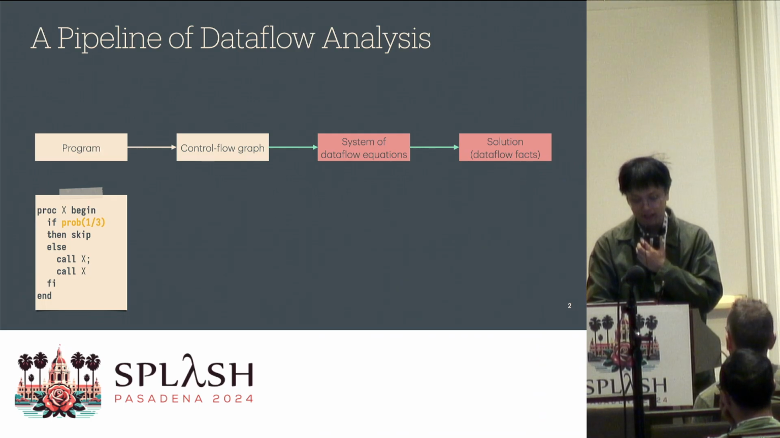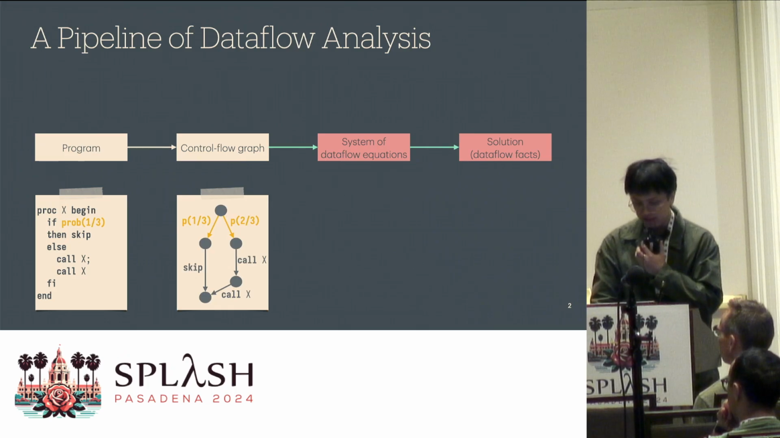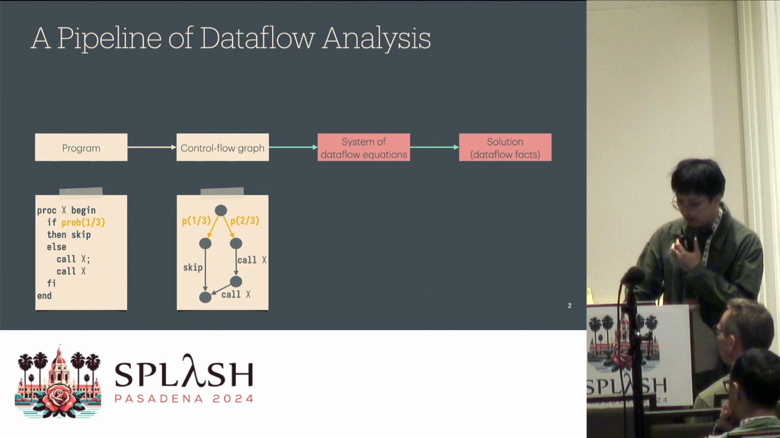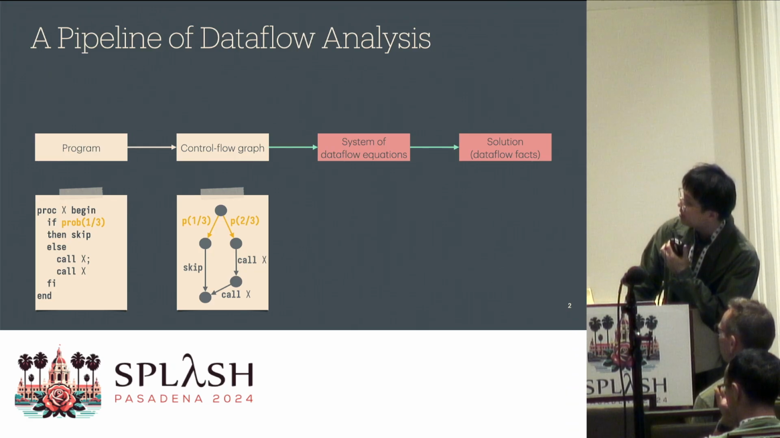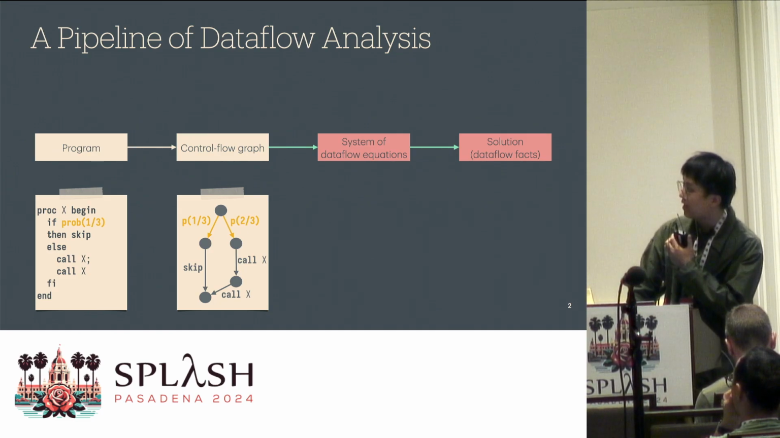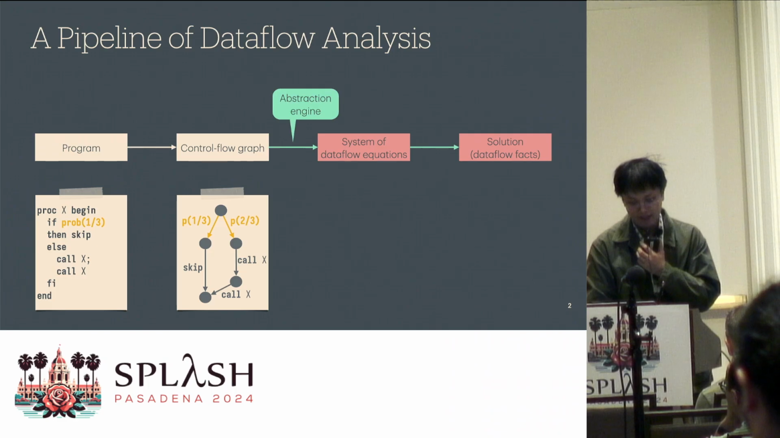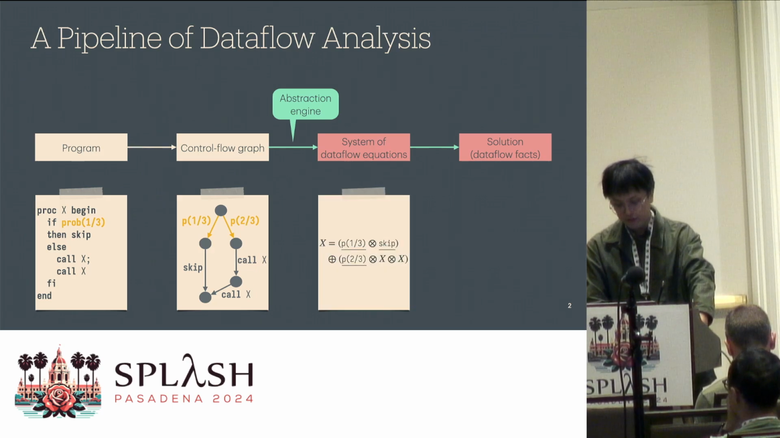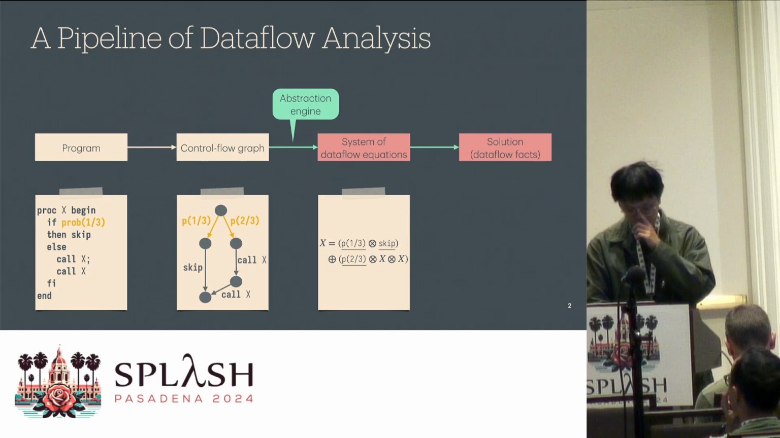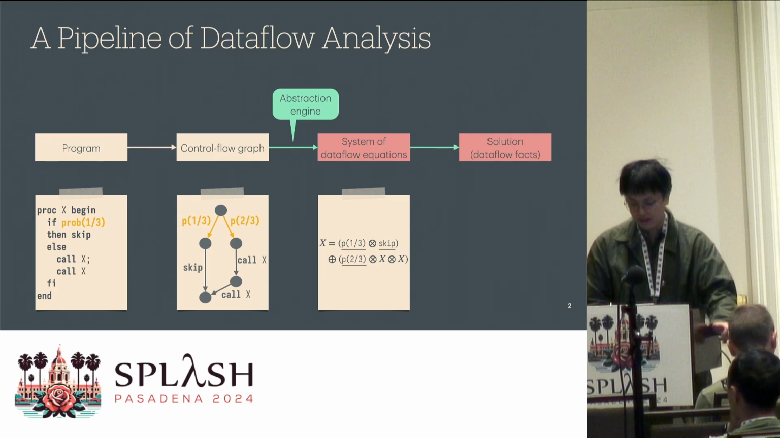The program analysis pipeline usually turns the program into a suitable IR, for example, a control flow graph. On the control flow graph, we allocate each control flow edge with an action. For example, a random choice with probability 2/3, which I write as P with 2/3 on the control flow graph, and the procedure call to X, which I label as call X on the control flow edge. Next, the pipeline can use an abstract engine to turn the control flow graph into a data flow equation, usually with a suitable algebra such as a semiring. The solution to this equation corresponds to a particular program analysis.